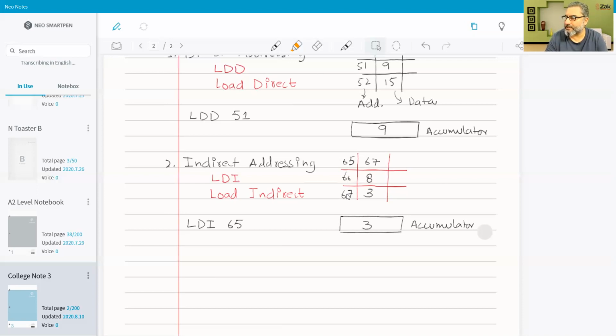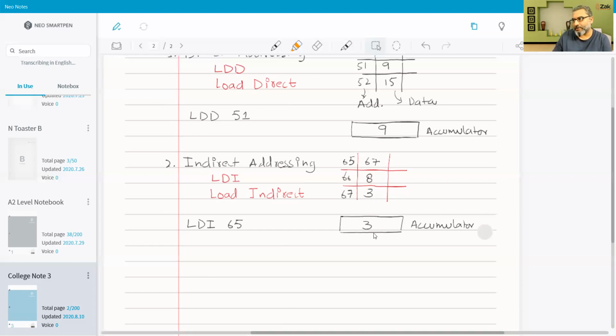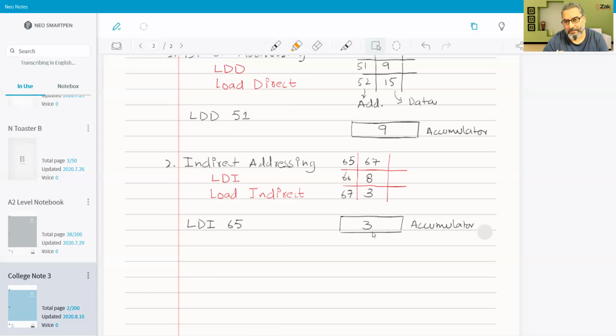So we go at 67 and then the data is found and that data is brought to the accumulator. Remember, whenever the data is fetched from the memory, it is always placed in the accumulator.